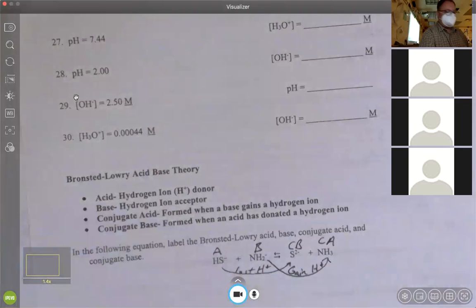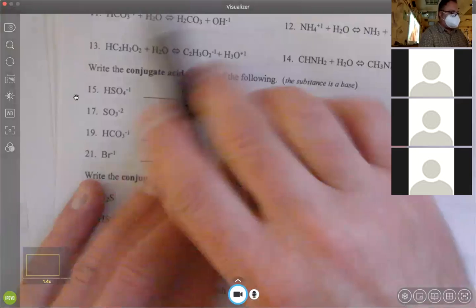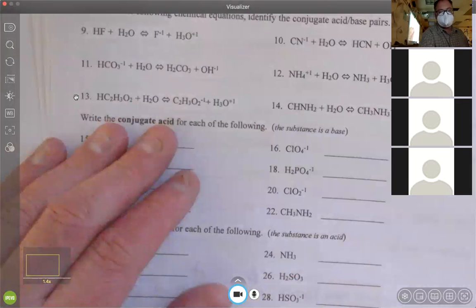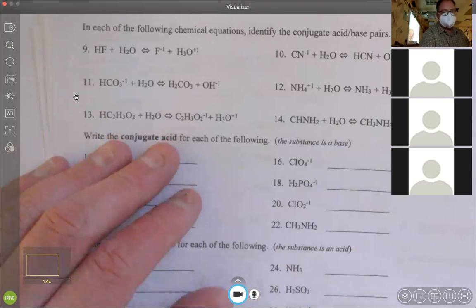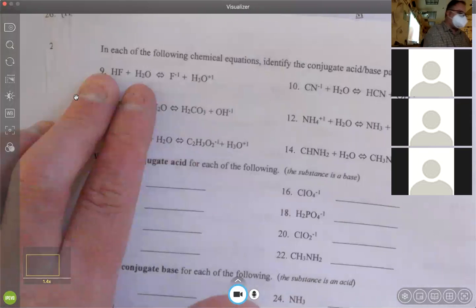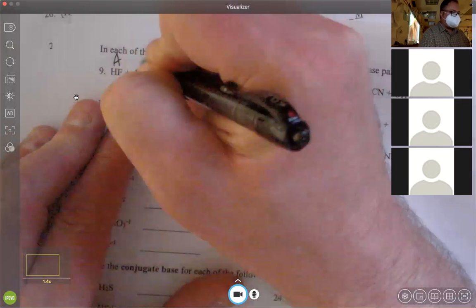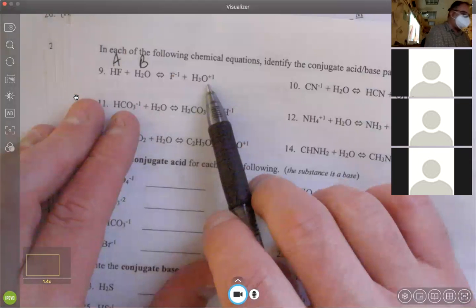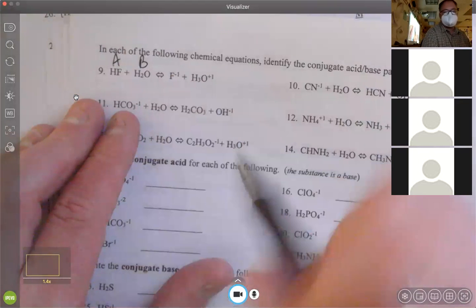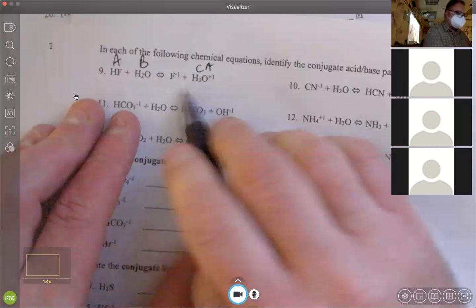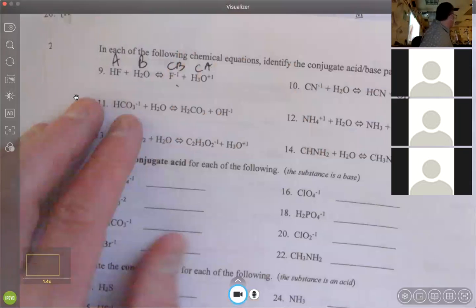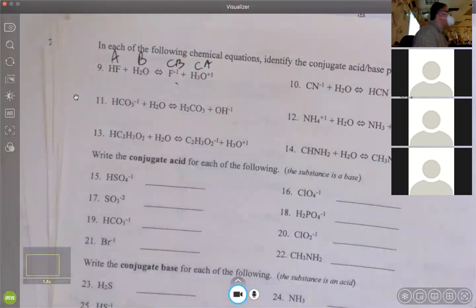Here are some more formulas that you are going to try to determine, which is the acid and which is the base. HF plus H2O yields F negative and H3O plus. Which is the acid, HF or H2O? HF, that means that H2O must be the base. Which is the conjugate acid, H3O plus or F negative? H3O plus is the conjugate acid, and this must be the conjugate base. This is one of those things, again, that seems very simple, but if you don't practice it, it's not going to be simple on the test.